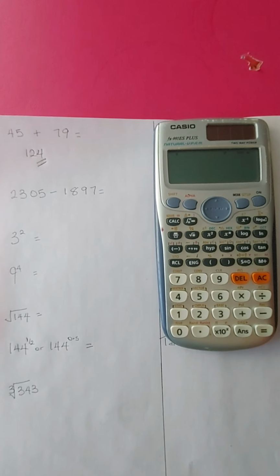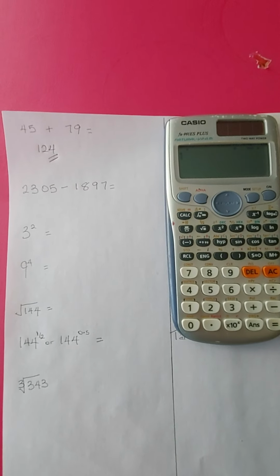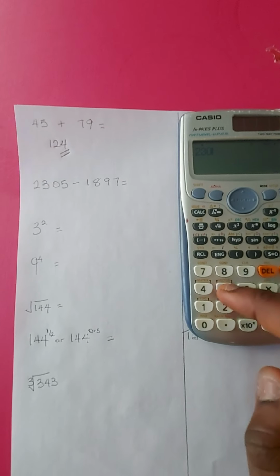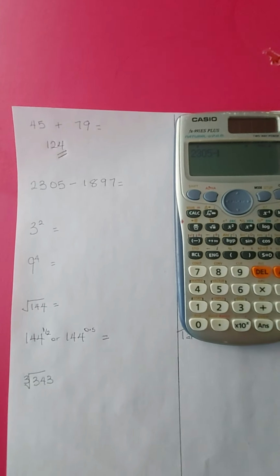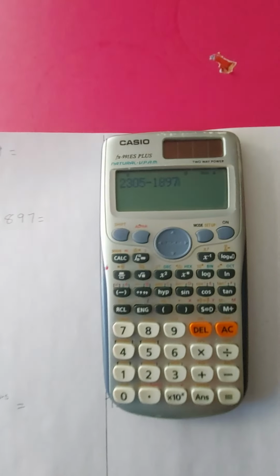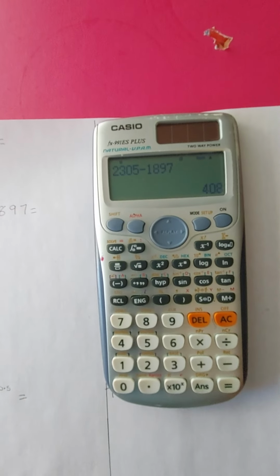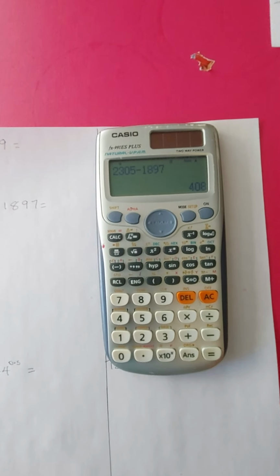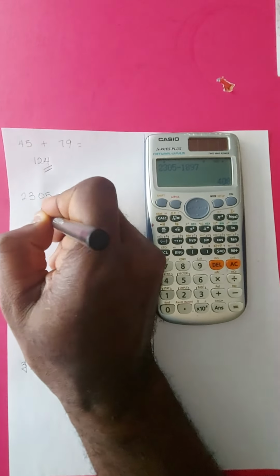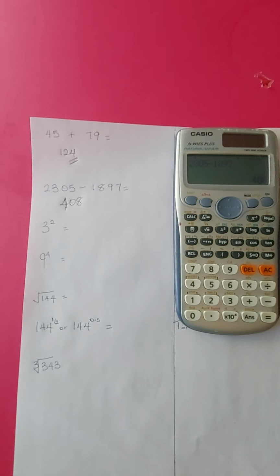And then we want to have 2,305. We want to subtract 1,897 from 2,305. So 2,305 minus 1,897, clearly on our calculator, and then we press the equal sign. It's equal to 408. So we've done a simple subtraction there.